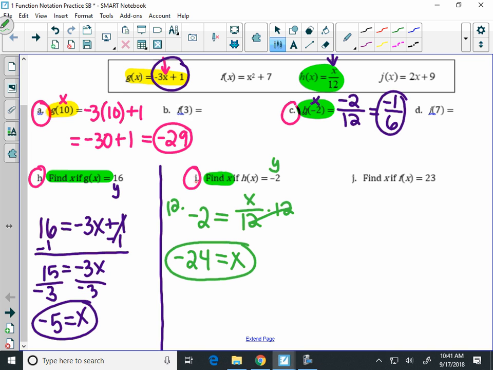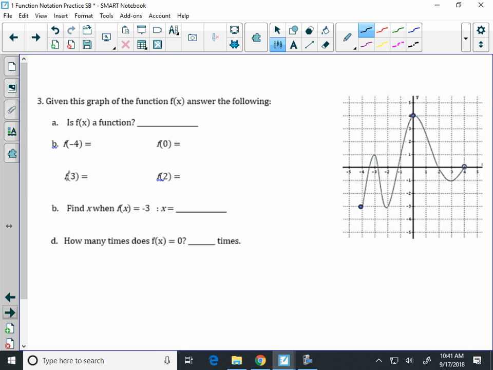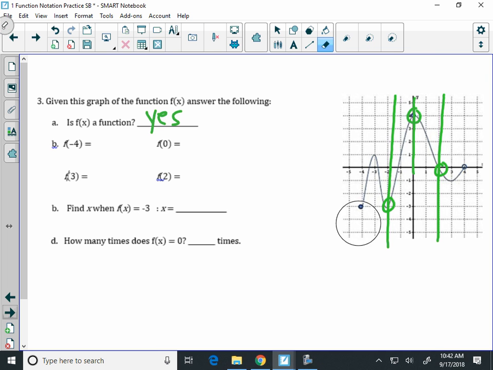So that's the video for number 1 here. If you need help on B or J or D, ask your teacher or find the key on Canvas. Now if we do number 3 here, we are given a graph. The first question says, is f of x a function? Remember, for a graph, to determine if something is a function, you use the vertical line test. It does appear to pass the vertical line test because anywhere I draw a line, it only crosses one time. So yes, that graph is a function.